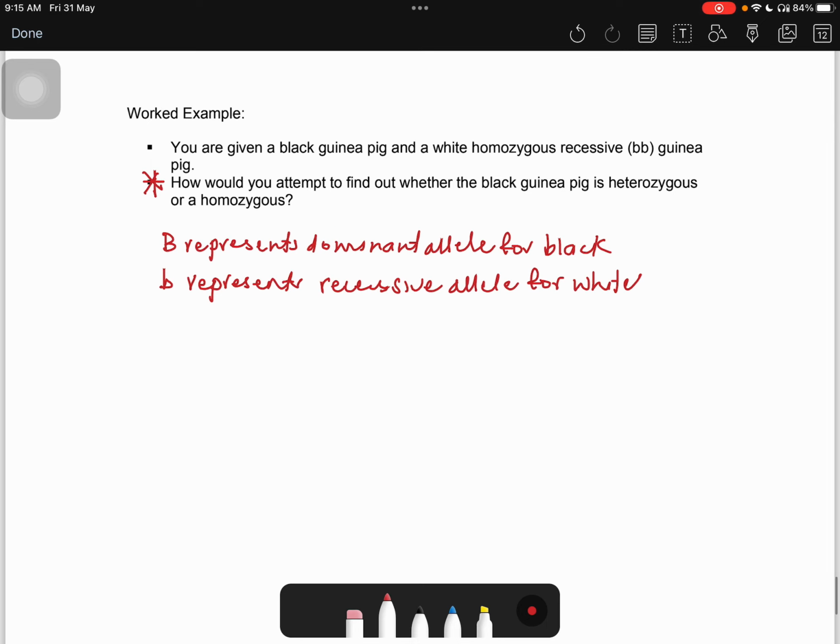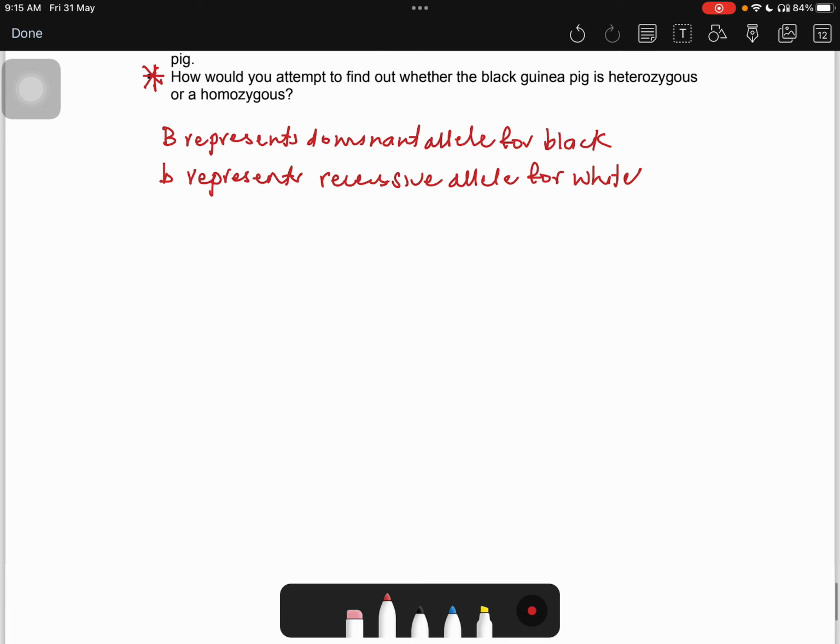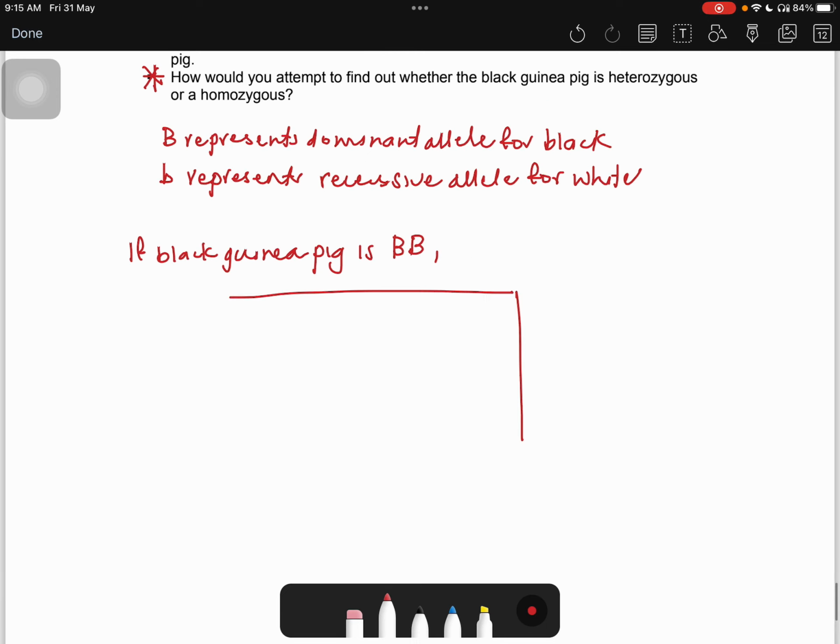There are two case scenarios here. A black guinea pig has two possible genotypes: one is homozygous dominant, or heterozygous, whereas a white guinea pig is definitely small b small b. So we have two case studies here and we'll have to illustrate. First, if the black guinea pig is homozygous dominant, this is what we'll get in our Punnett square.